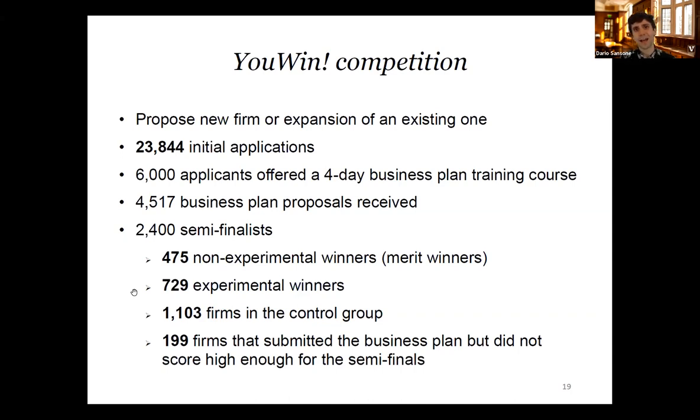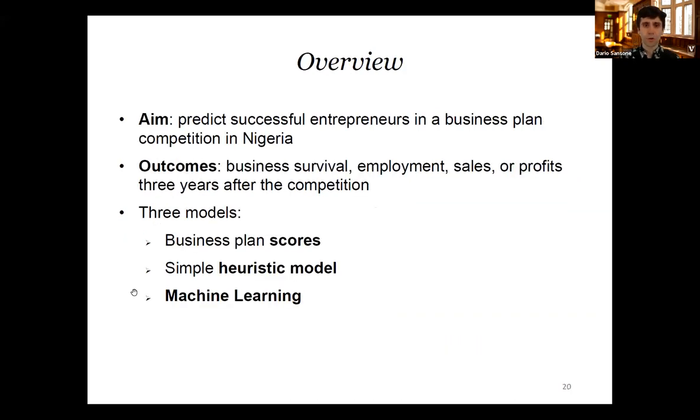And that's the other reason why I like this paper, because it's a good example of how we can use data that are collected for an RCT to answer a secondary question, which is still interesting. So what we want to do now, since we observe which firms end up surviving after 3 years, we also know the employment levels, sales levels, and profit levels. So the first question was, did the judges do a good job? Were they able to identify which firms were successful?